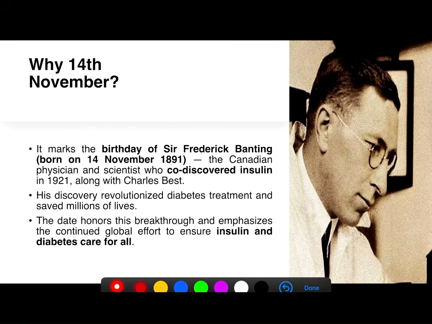Why is Diabetes Day celebrated on the 14th of November? Because it marks the birthday of Sir Frederick Banting, who co-discovered insulin in 1921 along with Charles Best. So this date honors this breakthrough and emphasizes the continued global effort to ensure insulin and diabetes care for all.